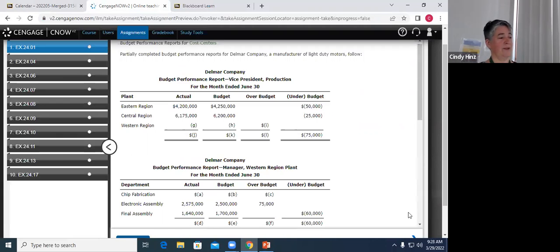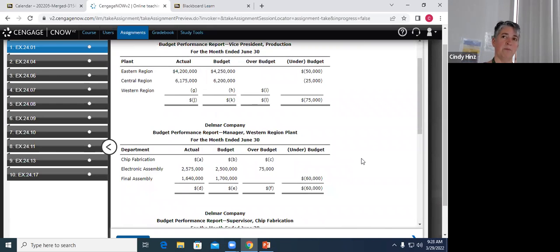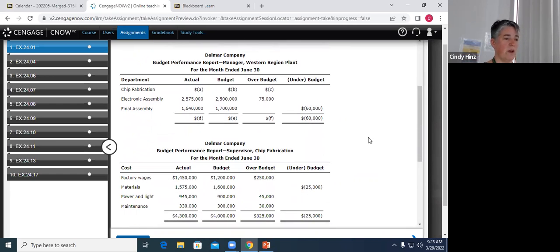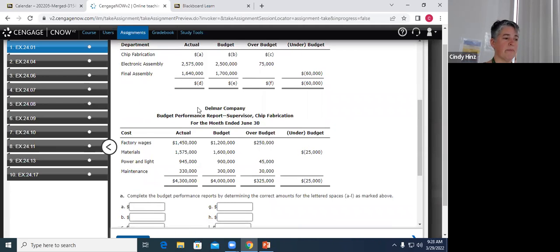And you'll see something that is hopefully big enough to actually see. These are partially completed budget performance reports for Delmar Company, which is a manufacturer of light duty motors. Each one of these separate budgets and budget compared to actual performance reports gets to a lower and lower level. And so we're going to start by looking at this budget performance report for the supervisor of chip fabrication. So you can see that that supervisor is held responsible for wages, materials, power and light, and maintenance costs.